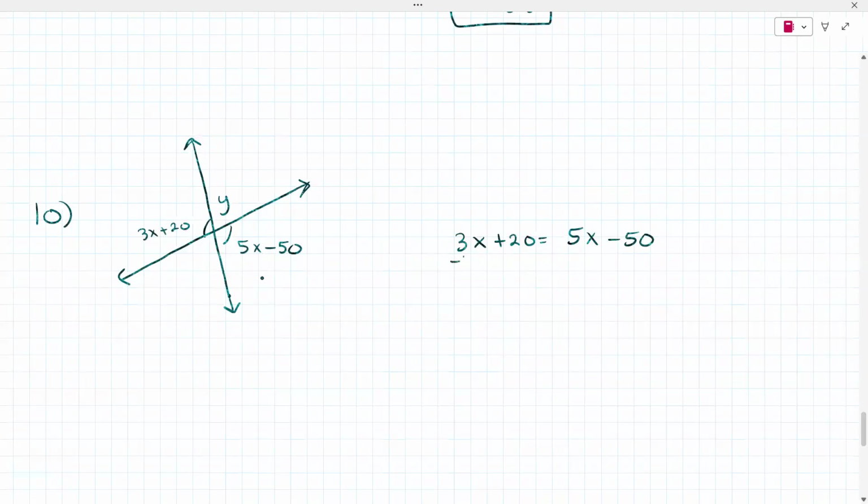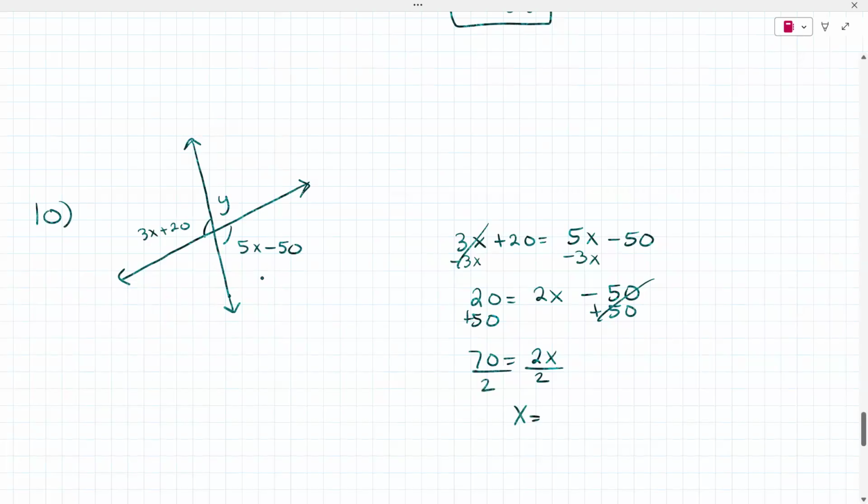So I'm going to subtract 3x from both sides. Let's cancel. So you're left with 20 equals 5x minus 3x, which is 2x, minus 50. Solve for x, so you're going to add 50 to both sides. So 20 plus 50 is 70, equals 2x. Divide this by 2, which is 35. So x is 35.